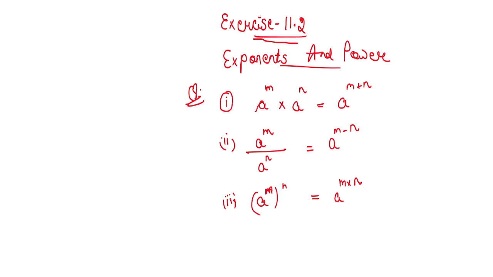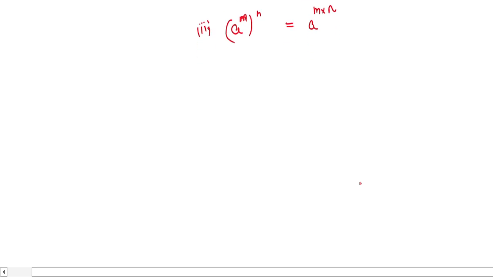If there is multiplication, then what you have to do? You have to add the powers. If there is a division, then you have to subtract the powers. And if there is a power and power, then you have to multiply it. Okay? Now I'm going to start first question.